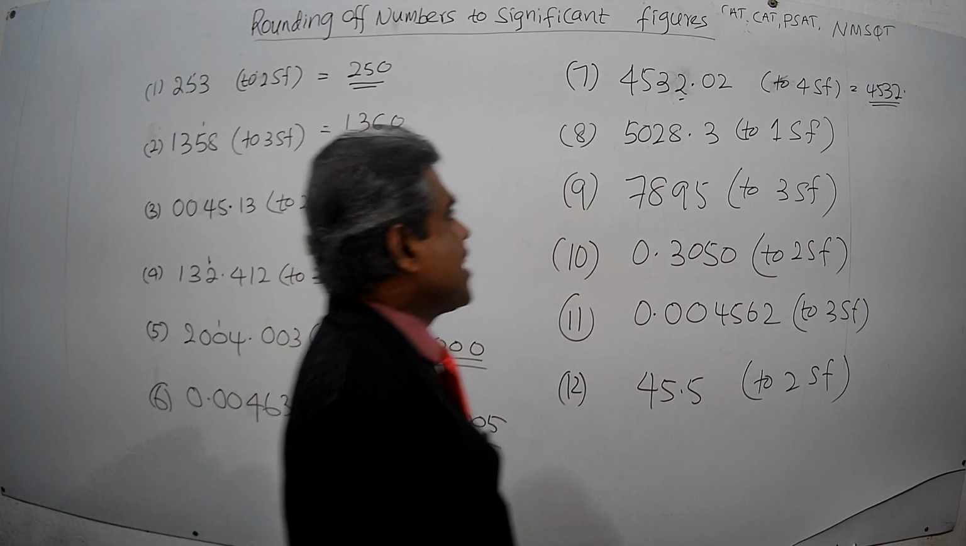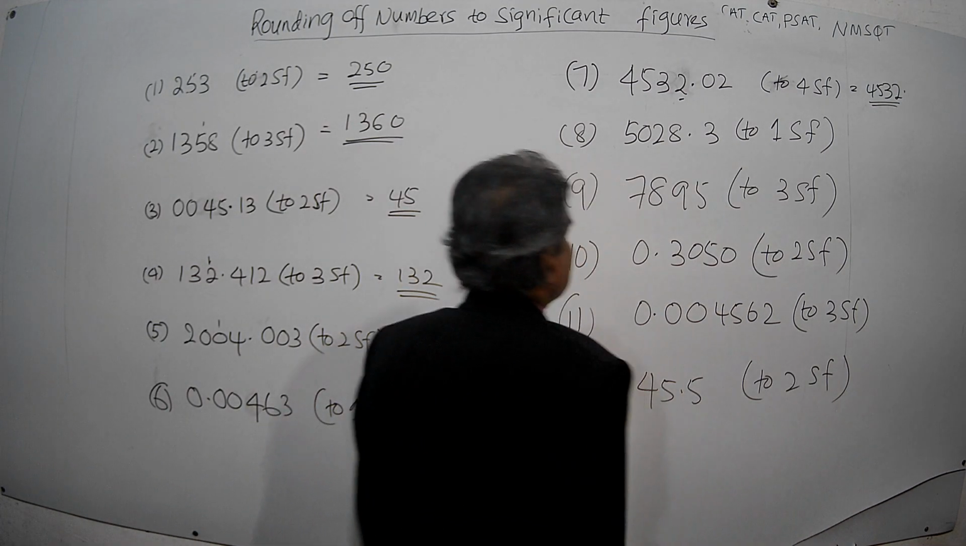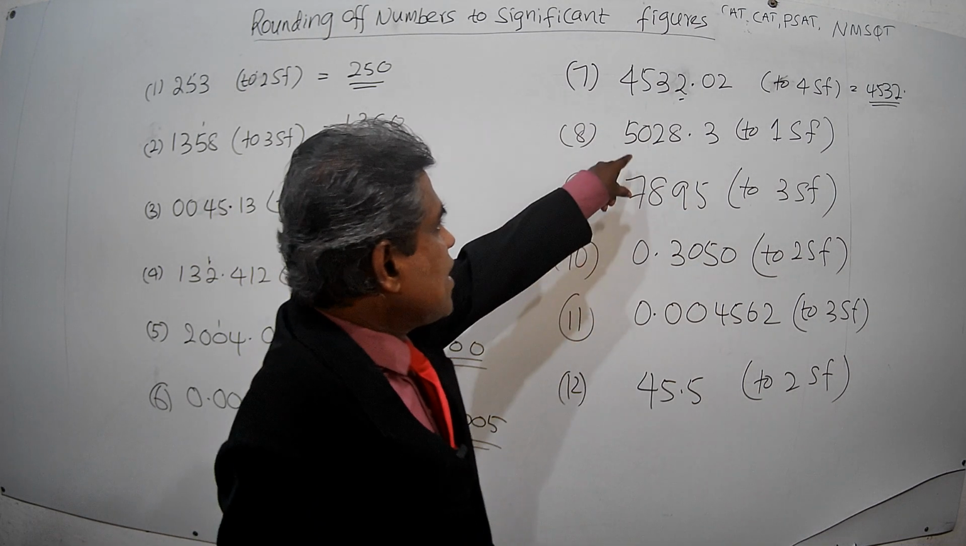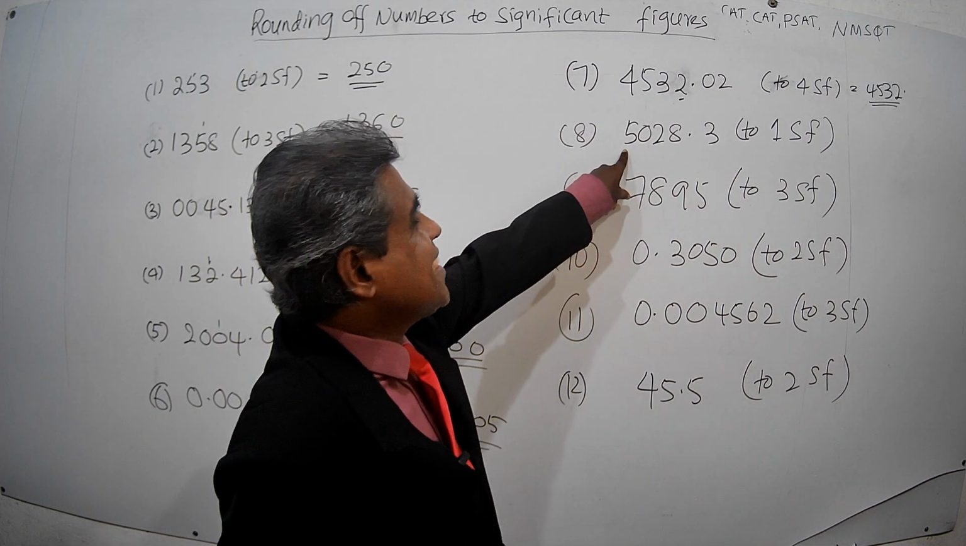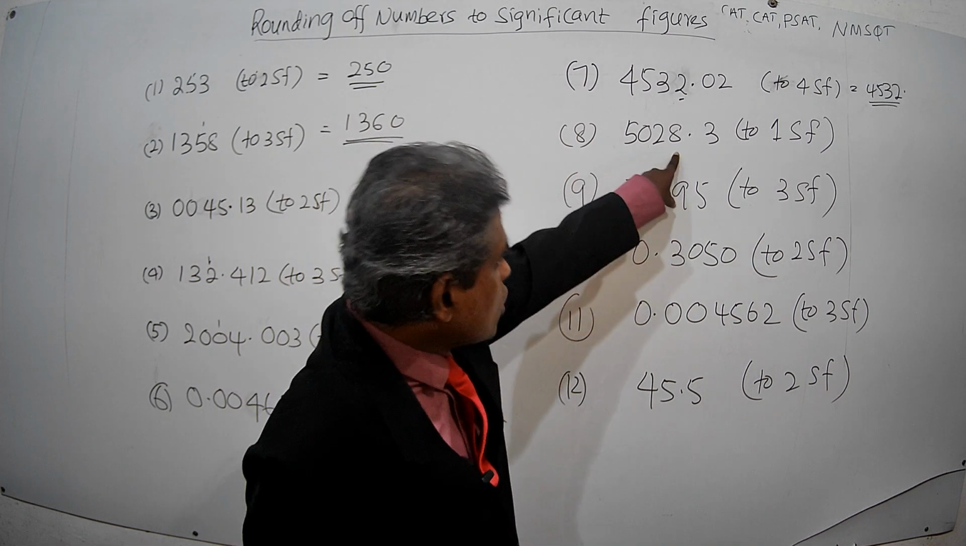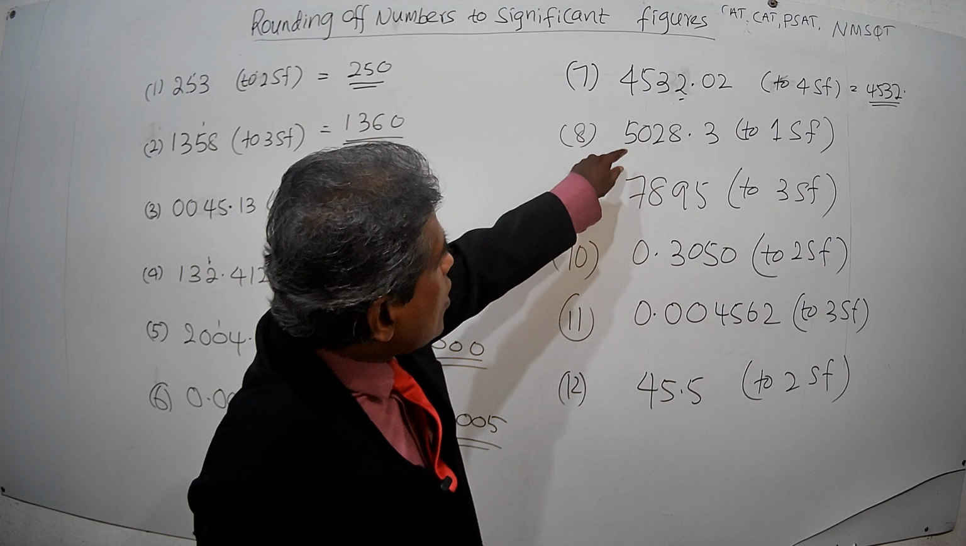5028.3 is to be written correct to one significant figure. Go to the first significant figure from this side. That's 5. It's a non-zero digit. The first one itself is a non-zero, therefore the first significant figure is 5. Then second significant figure, third, fourth, but this is to be written only to one significant figure.